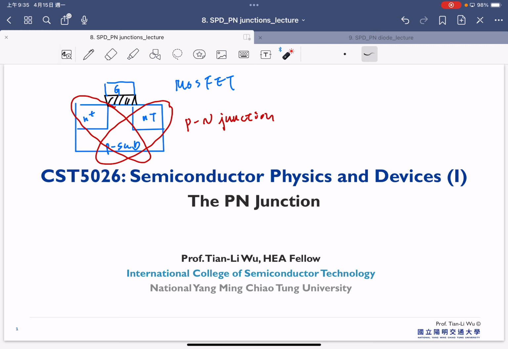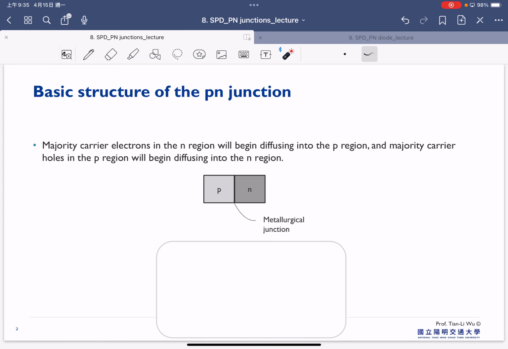Okay, so that's an overview of our goal. In the end, we will definitely use the knowledge of the PN junction for our MOSFET structure. But still, we start from the basic structure of the PN junction. A PN junction is a semiconductor material where we put the P-type and the N-type together. The interface between the P-type and N-type, this region, is what we call the PN junction. That's why we will be very interested in understanding what happens at this interface.